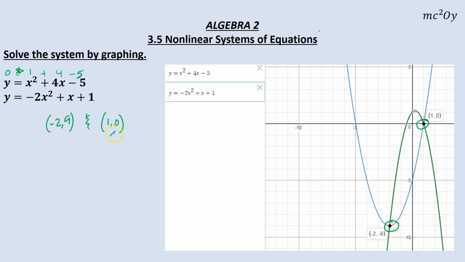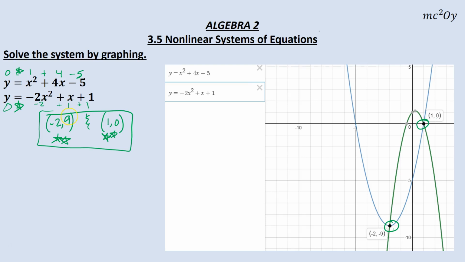That works. So that worked in the top one, and I could try it in the bottom one. It would be 1 squared times negative 2 is negative 2 plus 1 plus 1. Well, that should equal 0. And notice negative 2 plus 1 plus 1 equals 0. So it works in both equations there. And you can test (-2, 9), and it would also work in both of them. I'm not going to go through that, but it does. So these are my solutions to that system, (-2, 9) and (1, 0).